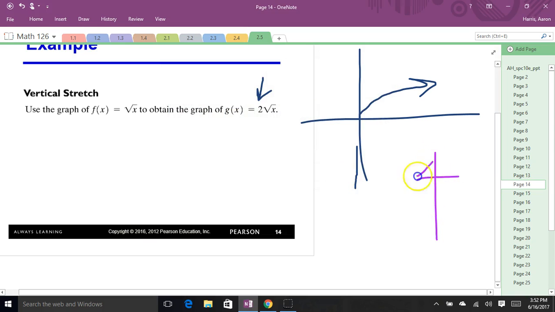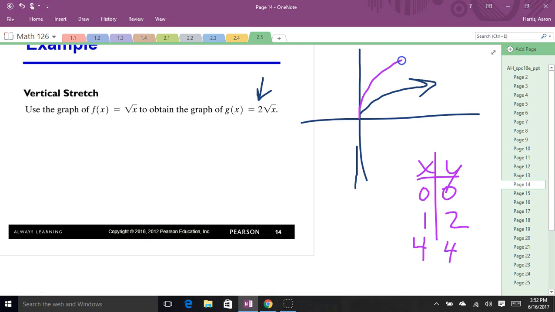2 root x, plot a few points, throw in 0, square root of 0, 0, 0 times 2, 0, plug in 1, square root of 1, 1, 1 times that 2 in front, 2, and I keep going with this, square root of 4, 2, 2 times the 2 in front, 4. Soon enough I graph this, and you're going to see this thing be a little steeper. So if that number in front is greater than 1, you will have what's called a vertical stretch. That's by a factor of 2 in this case. Okay, so stretch it out.